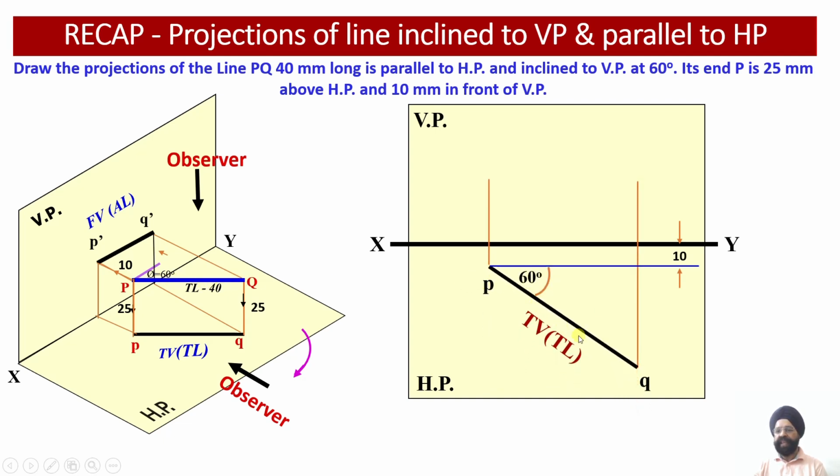This is a line which is inclined to the vertical plane, but it is parallel to the horizontal plane, so its true length will be observed on the horizontal plane in the top view. And here you can check these projections, that is projections of the front view, they are parallel to the XY reference line over here. So this way we conclude that whenever the projections of the line are parallel to the horizontal plane, obviously the true length will be obtained in the opposite view, that is on the horizontal plane in the top view.